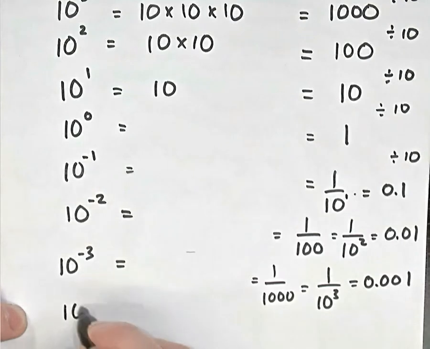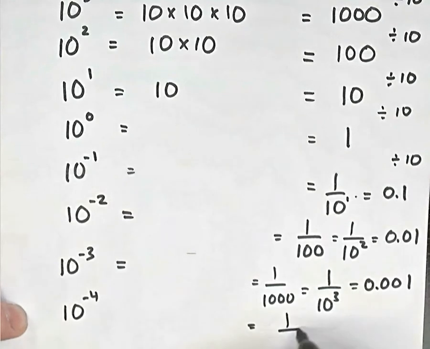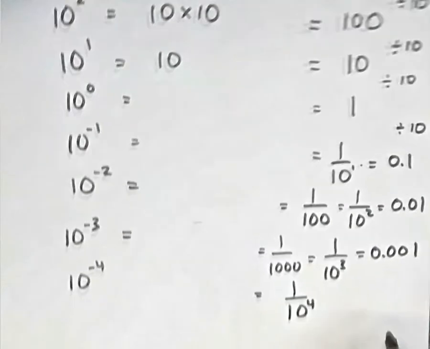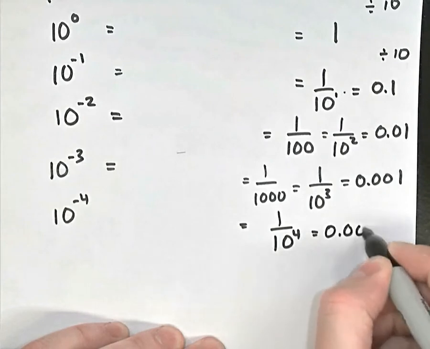So 10 to the negative 4 would mean take the reciprocal of 10 to the positive 4. And 10 to the positive 4 on a calculator is 10,000, so that's going to be 0.0001.